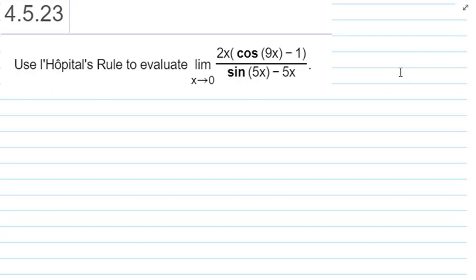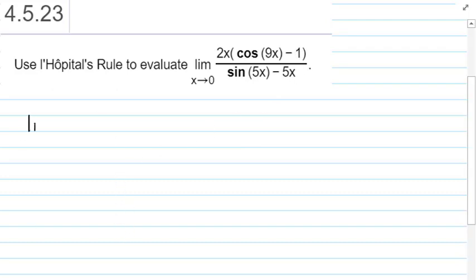In this video, we're going to find the limit as x goes to 0 of 2x times cosine of 9x minus 1 over sine of 5x minus 5x using L'Hopital's rule. Let's just review what L'Hopital's rule actually tells us.